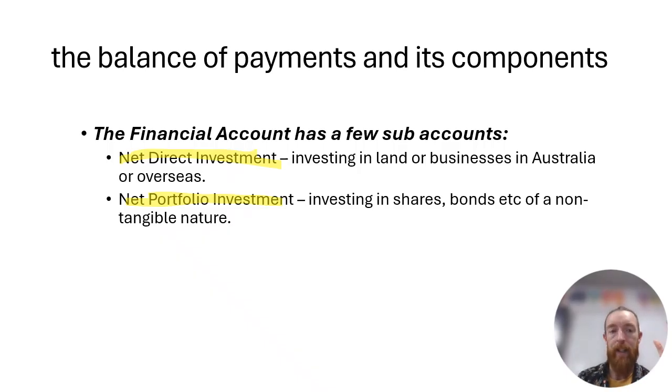The important thing about the financial account is these transactions will often then have an opposite impact on the current account. So for example, if an American business, let's say Taco Bell, invests in Australia, they open up franchises in Australia, that's a credit in the financial account. However, when they make a profit, that profit is going to be sent overseas, which becomes a debit in the net primary income sub-account of the current account.